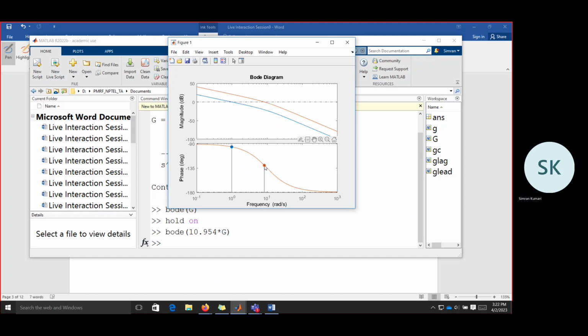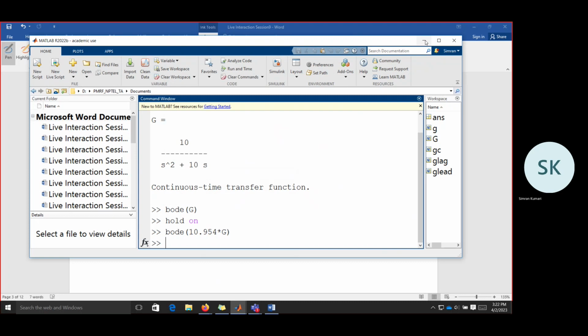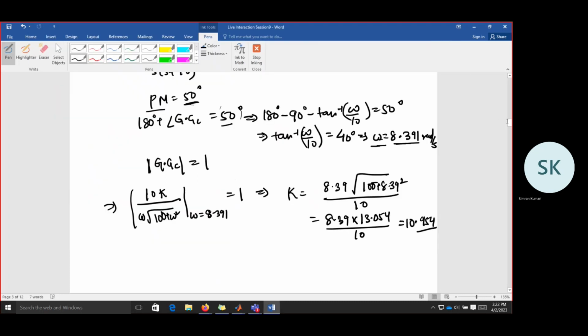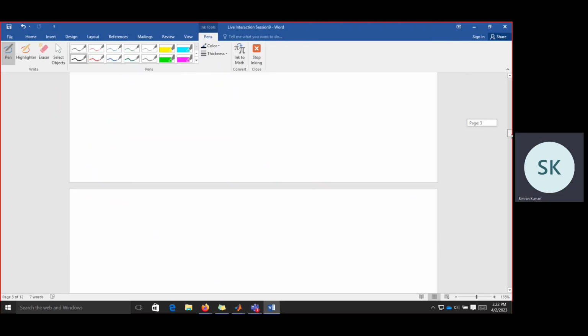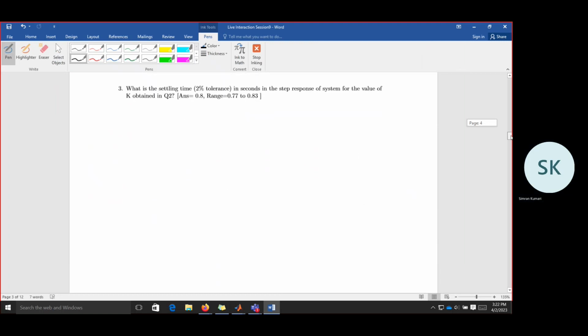So here, let us see what is the phase margin. Phase margin is 50 degrees and the frequency is 8.39. So this is what we have obtained through calculation. So this is fine. Now let us proceed to the next part of the question.